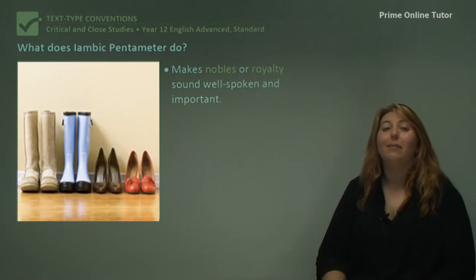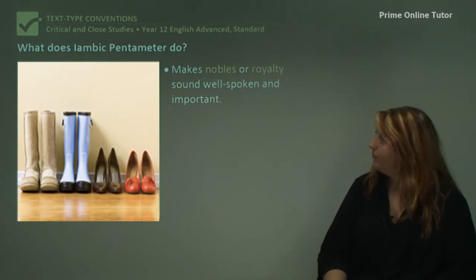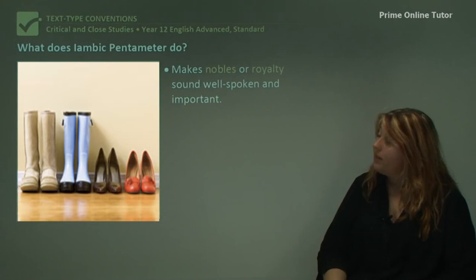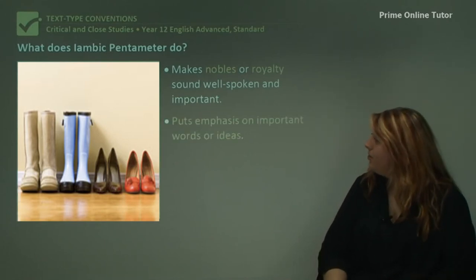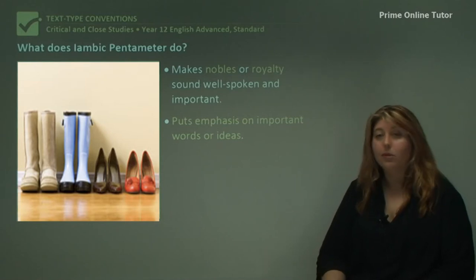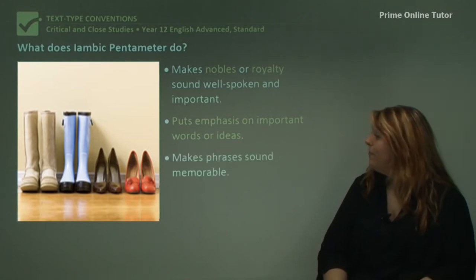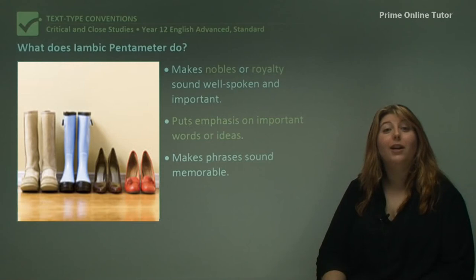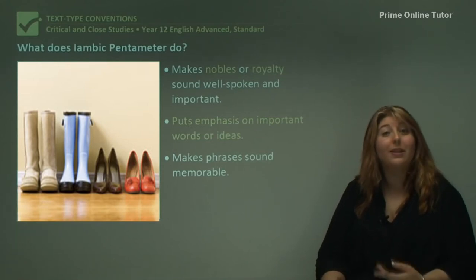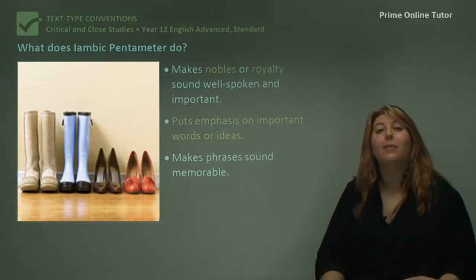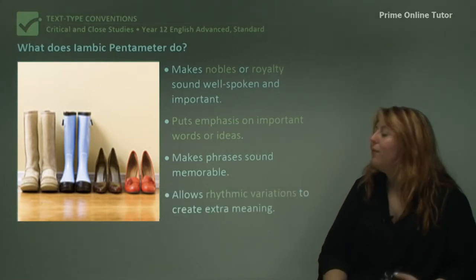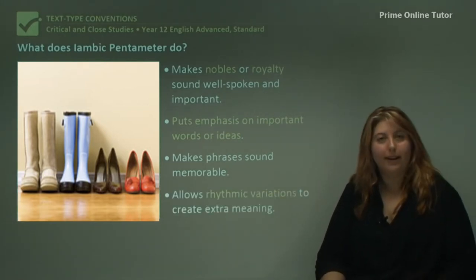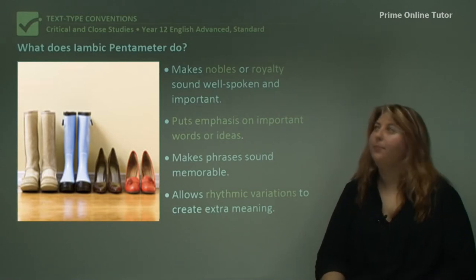So that's what Iambic Pentameter is, but what does it do? It makes nobles or royalty sound well spoken and important. It puts emphasis on important words or ideas, like we've just talked about. It makes phrases sound memorable. You'll find that the reason Shakespeare is so quotable is because it has that kind of reliable Iambic Pentameter structure. And it also allows rhythmic variations which can create extra meanings. So I'll have a look at a few of those now.